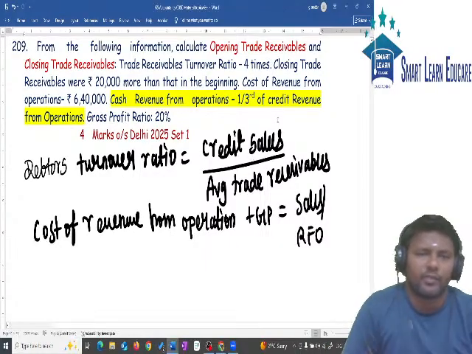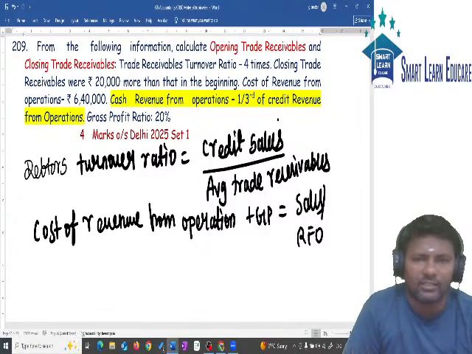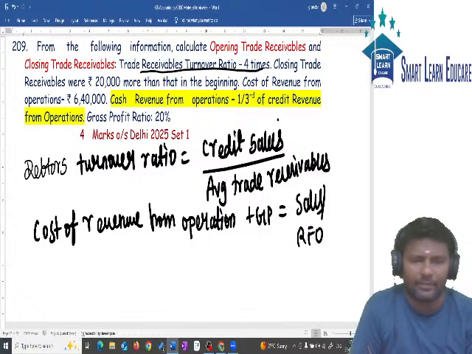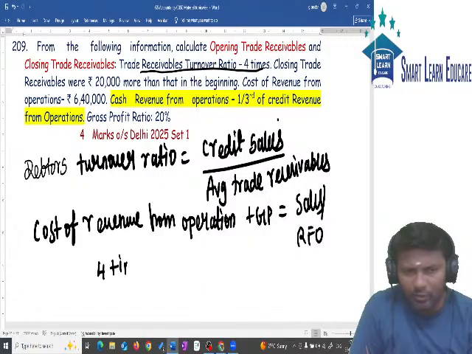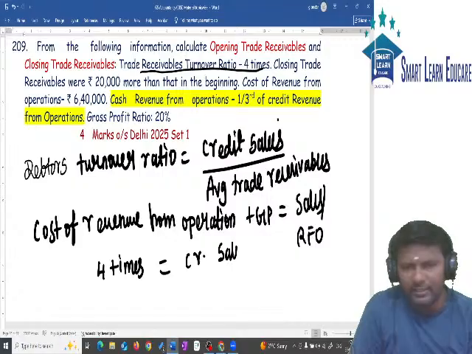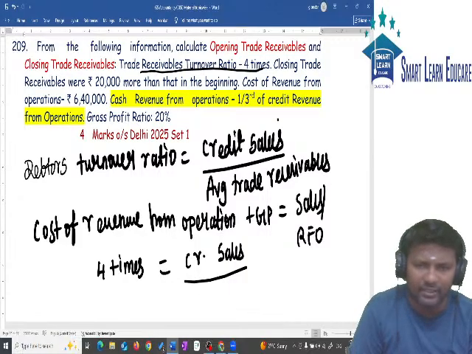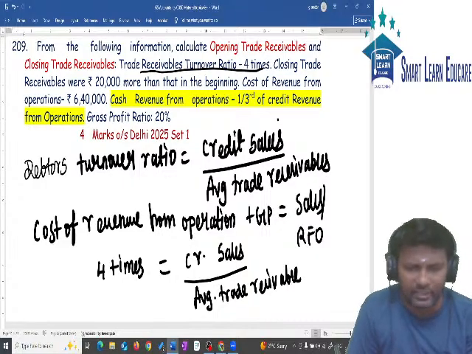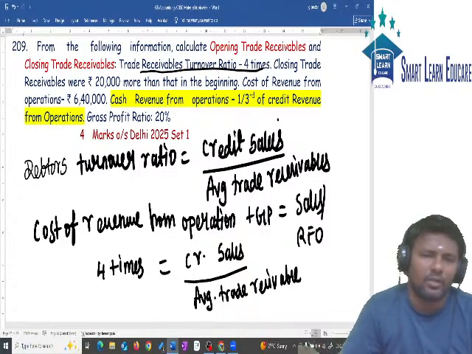So substitute the numbers. What is given in the question? Debtors turnover ratio is given as 4 times. So 4 times is equal to credit sale divided by average trade receivable. First we need to find out credit sale. How to find out credit sale?